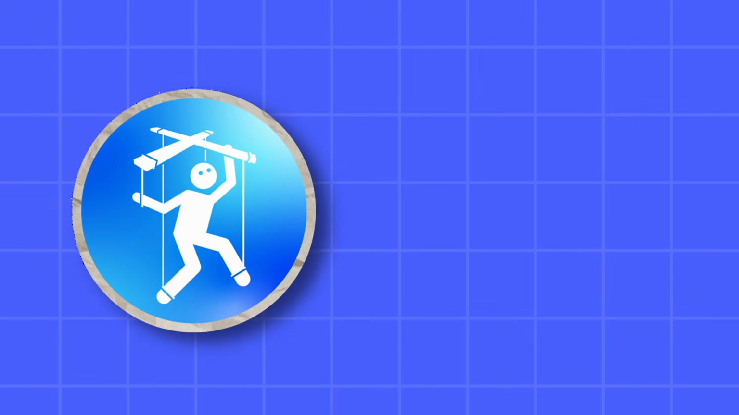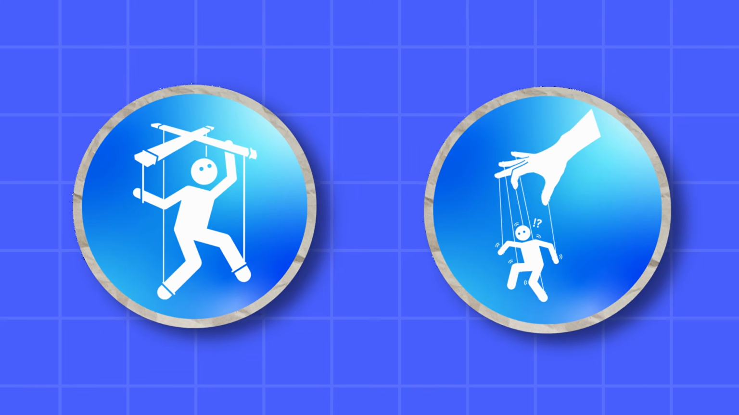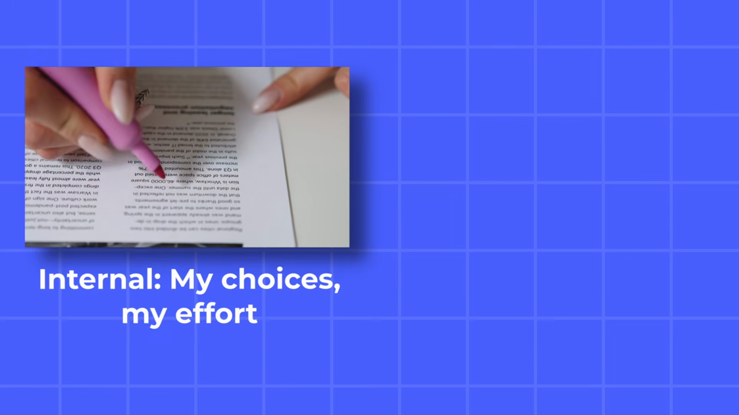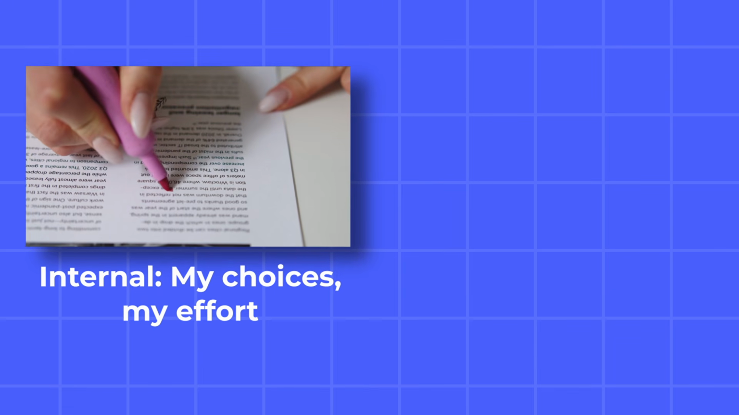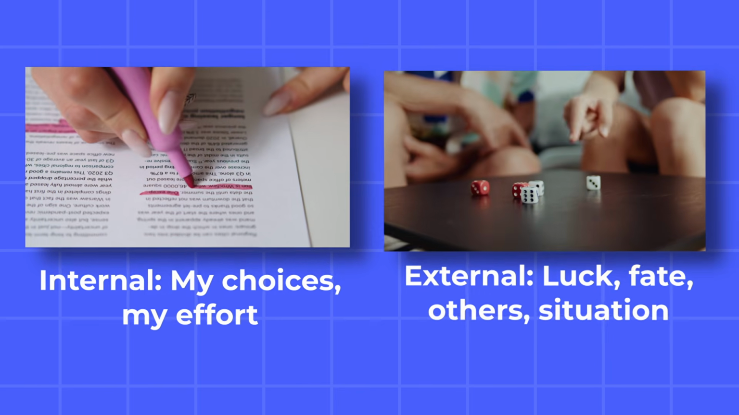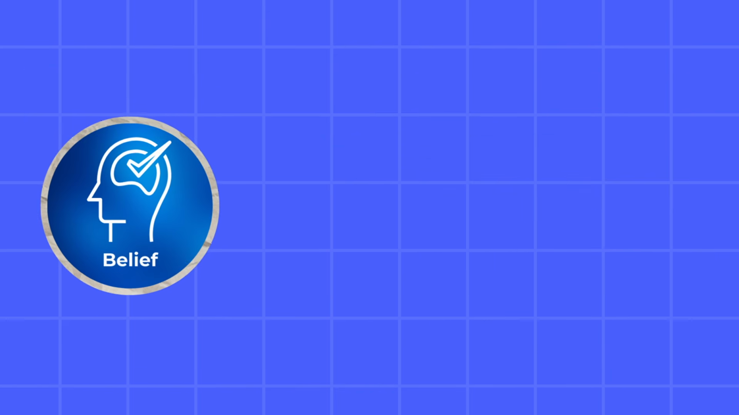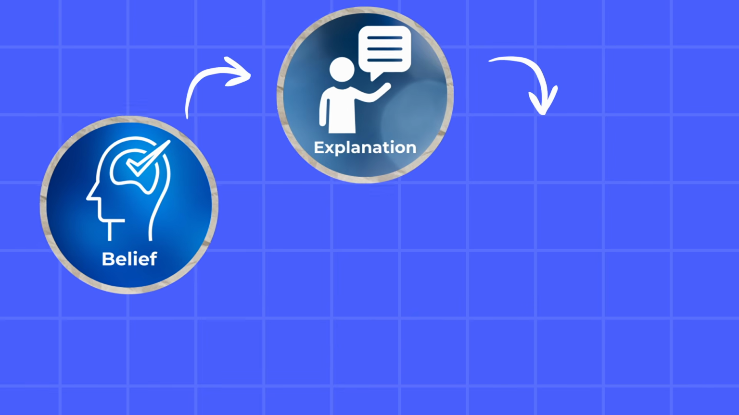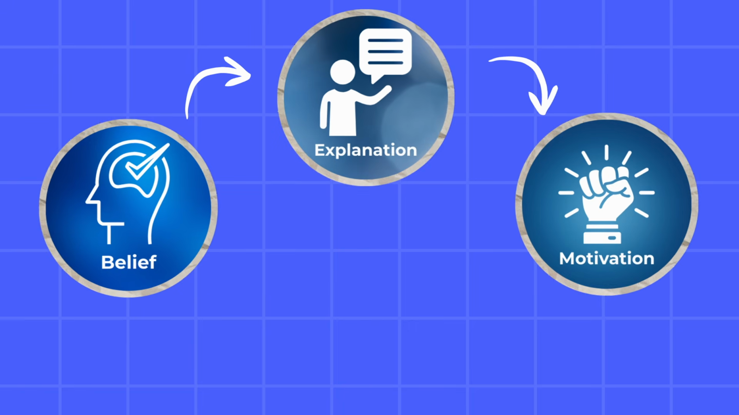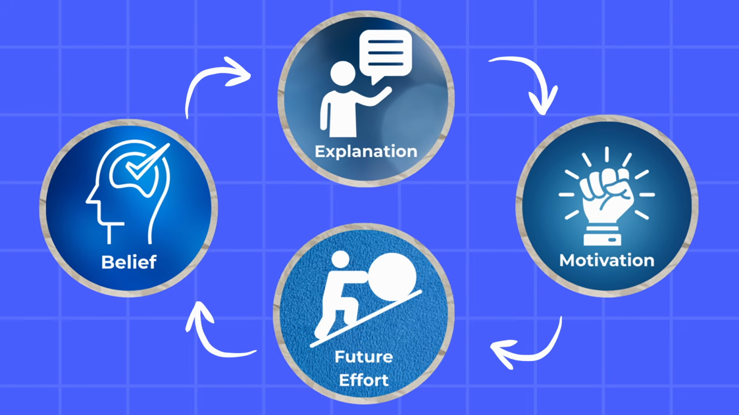At its core, locus of control is a person's belief about where control over life events comes from. An internal locus points to my choices and effort, while an external locus points to luck, fate, powerful others, or the situation. These beliefs don't stay abstract. They guide how we explain outcomes, and in turn, those explanations feed back into motivation, shaping future effort.